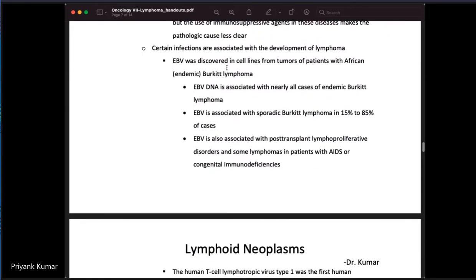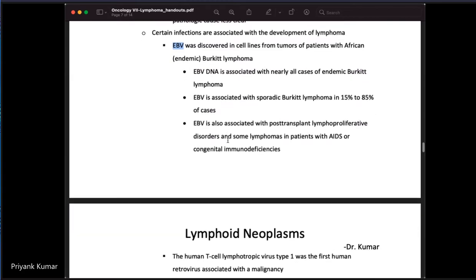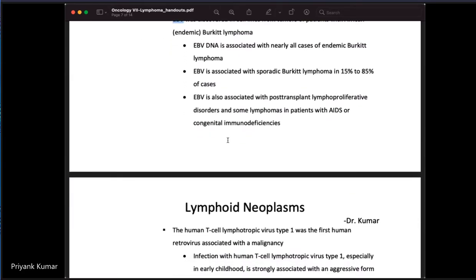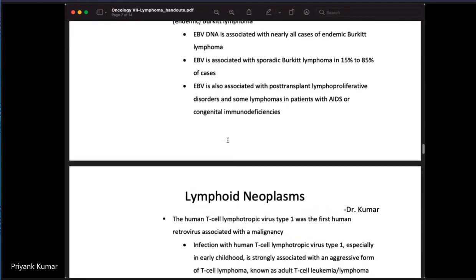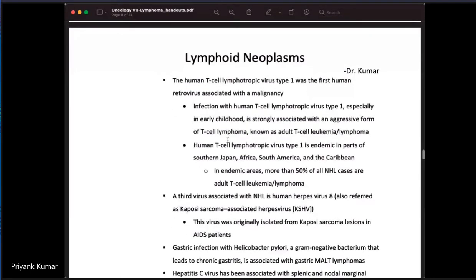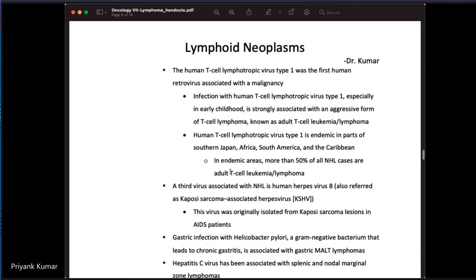Now, EBV is associated with African endemic Burkitt lymphoma. Can anyone tell me what Burkitt lymphoma is? What type of translocation mutation happens there? T(8;14). T(8;14). Okay, good.